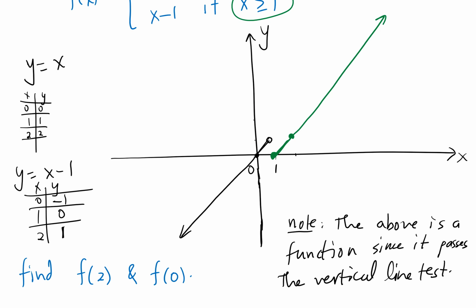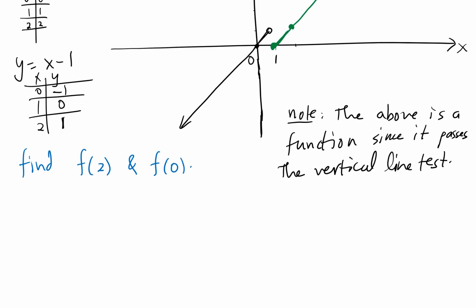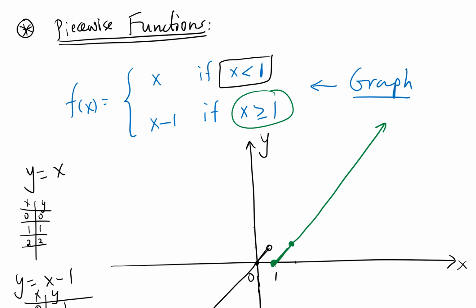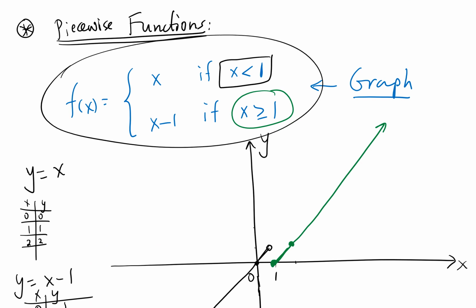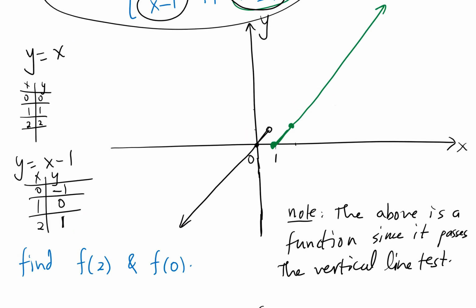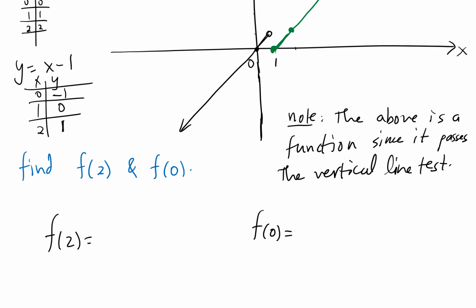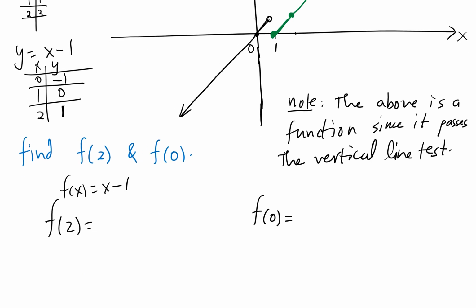So we want to find f of 2 and f of 0. For f of 2, you might ask, where am I going to find f of 2 from? I have two functions. Do I substitute in the first or second? Well, this function says use f(x) equals x when x is less than 1, and use x minus 1 when x is bigger than or equal to 1. So when they said find f of 2, which is bigger than 1, I'm going to use the second equation, x minus 1. So f of 2 would be 2 minus 1, which is 1.